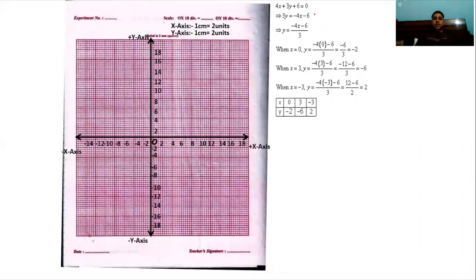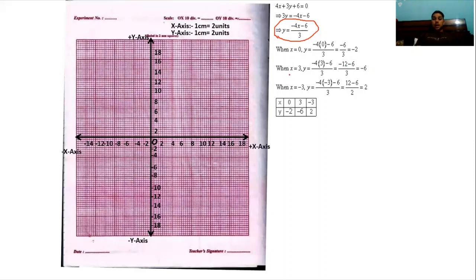Specific values of x and y are given. Again, rewrite the equation and change it into dependent and independent form. So in this part, we have y as a dependent variable and x as an independent variable. So y = (-4x - 6)/3. Again, substitute different values of x and find the value of y. Corresponding to the value of x, we have the value of y. When x = 0, y = -2, and x = 3, y = -6.